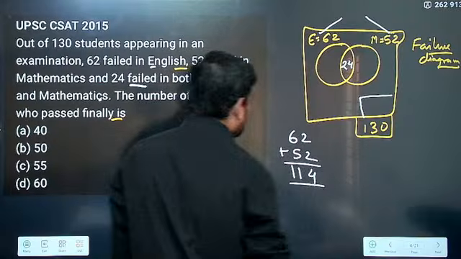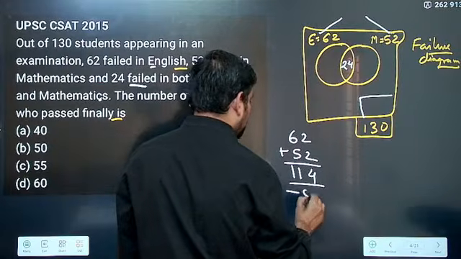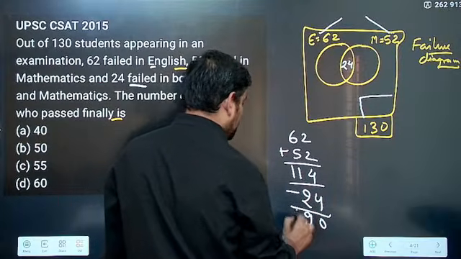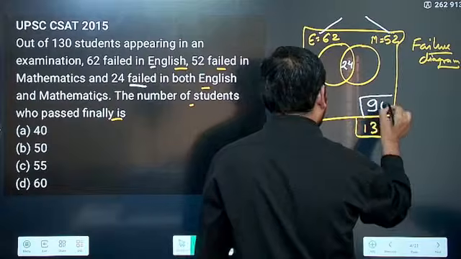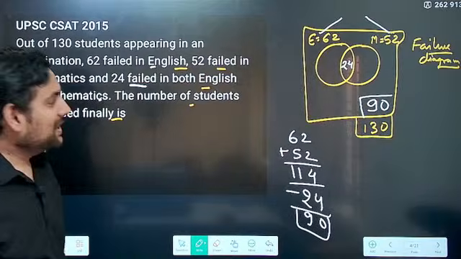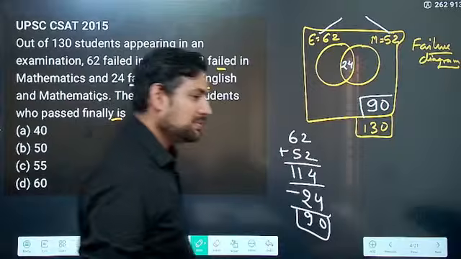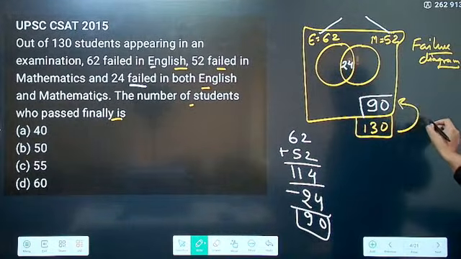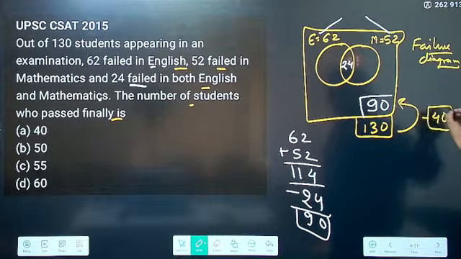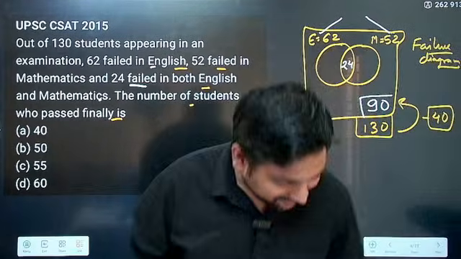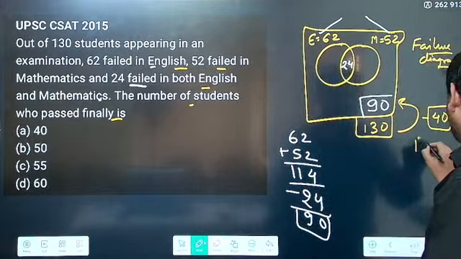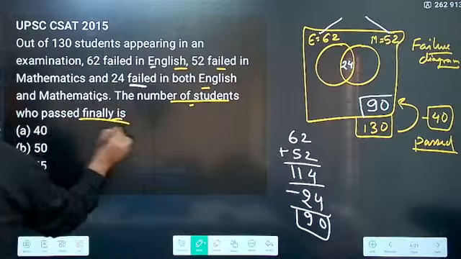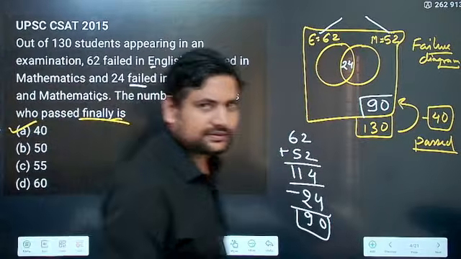So what you have to do: 114 minus 24, 4 minus 4 is 0, and 11 minus 2 is 9, so 90. So what did you get here? You got 90, correct? Now, they are not useless numbers because this is a failure diagram. So 130 and 90, what is the difference? 40. So 40 people are not in the failure diagram. That means they have passed the exam. So the number of students who passed finally becomes 40.